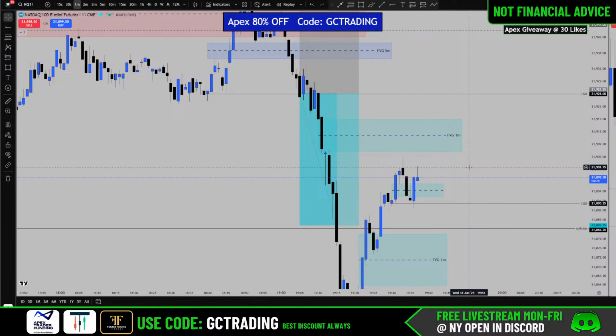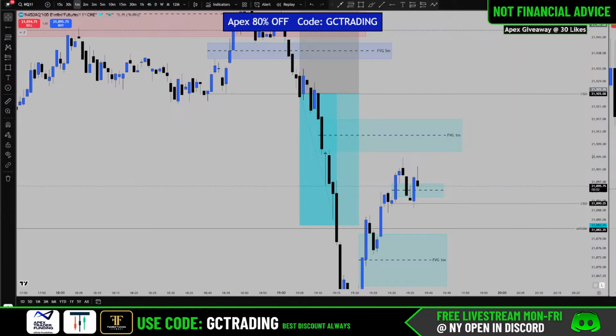RZ says, what time frames do you look for your fair value gaps on? Every time frame. I look for my gaps on every single time frame. But if you're specifically talking about the inversions, which inversions am I looking to enter off of? 1 minute and 5 minute mainly. Rarely I will do a 15 minute, but most of the time it's 1 minute and 5 minute inversions.